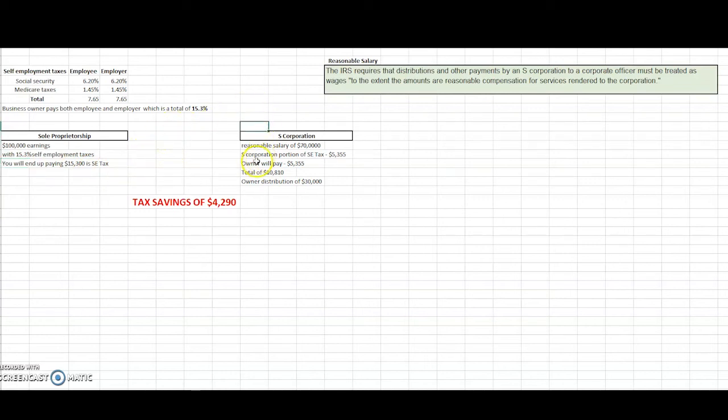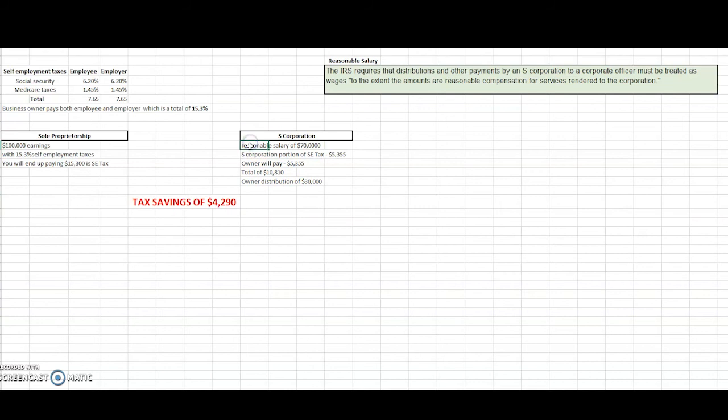Now let's say you elect to be taxed as an S corporation, and you run a reasonable salary of $70,000 through payroll. The S corporation would pay 7.65% of self-employment tax, like we mentioned, which would be $5,355. You would also pay the same $5,355, for a total payment of self-employment taxes of $10,810. So here you end up paying less self-employment taxes than over here as a sole proprietorship. The difference between $15,300 and $10,810 is a total tax savings for you of $4,290.